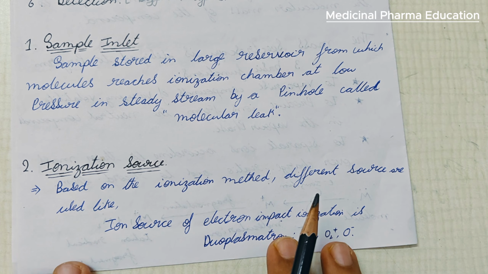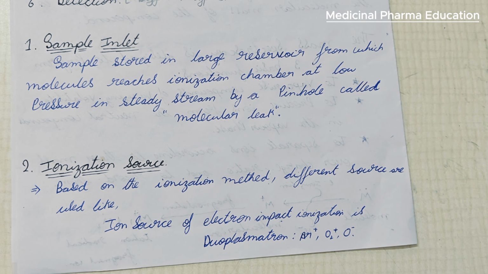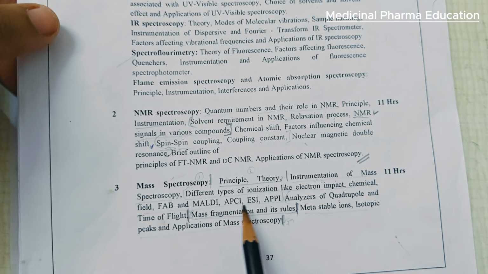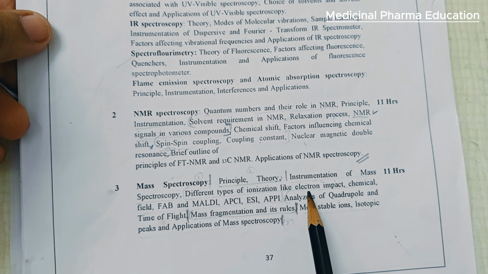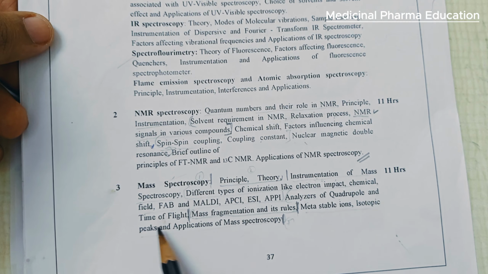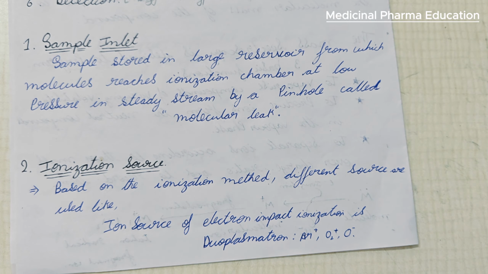Next, the ionization source. The ionization source of course depends upon the ionization method. Based upon the ionization method, that is, what type of ionization takes place, different sources are used. We have many ionization methods, for example electron impact, chemical ionization, or FAB. Based upon these methods, we will use different ionization sources. We will discuss some ionization sources now and others in detail later.